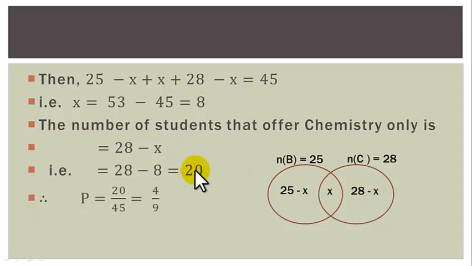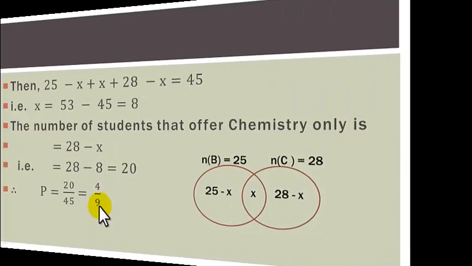Therefore, the probability that a student selected at random will offer chemistry only is equal to 20 all over the total number of students. That's all over 45. And 20 divided by 45, 5 will cancel 20 to give us 4. 5 will cancel 45 to give us 9. So the probability is equal to 4 all over 9.